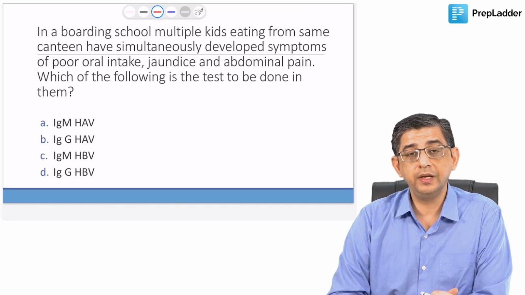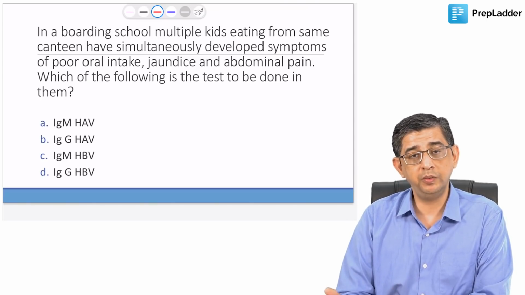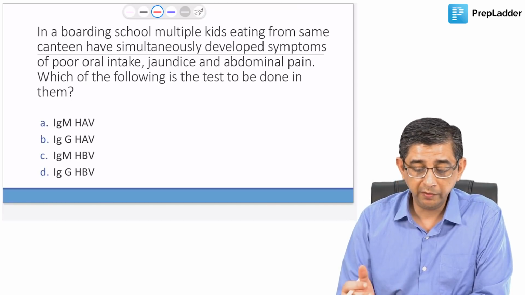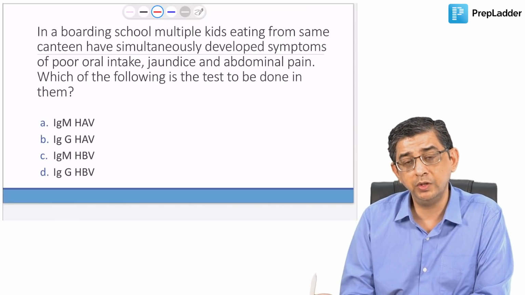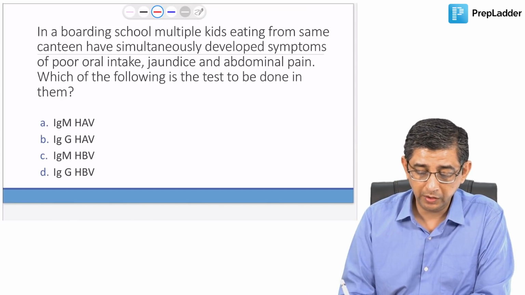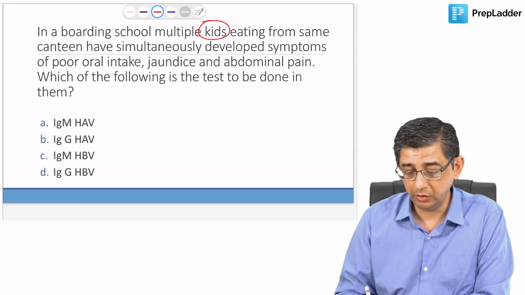The next question was fairly an interesting one. In this, there was a boarding school in which multiple kids are eating from the same canteen. Now, all of them have developed icterus. They have developed poor oral intake, jaundice, abdominal pain. So what I'm thinking here is that because they are, one, talking about children, and second, all of them developing jaundice, we are talking about an epidemic of hepatitis A.